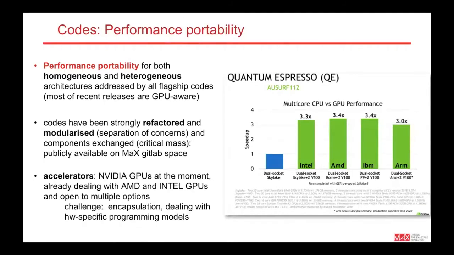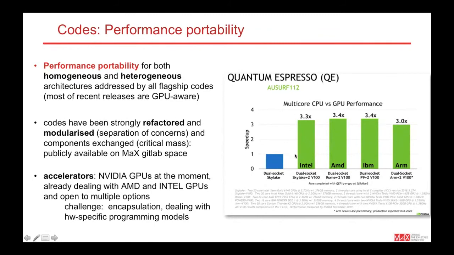So coming to performance portability, one of the most important actions we have been doing in the past 1.5 years, 2 years, if not more, is really to take these flagship codes from homogeneous to heterogeneous machines, so to accelerated machines. And actually, I think that this has been addressed by all codes, and most of them have already been released with some GPU support.